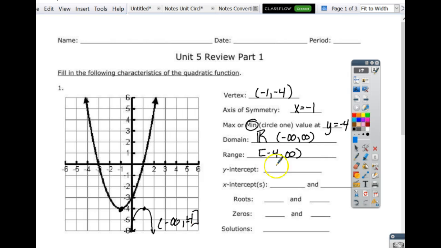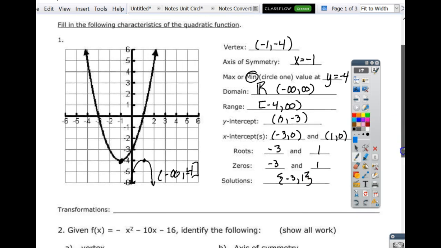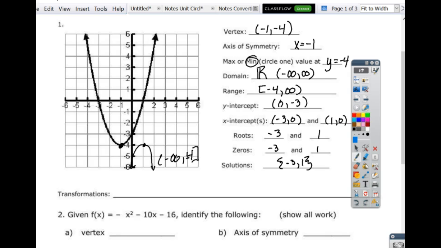The y-intercept is 0, -3. My x-intercepts, okay, any questions? Oh yeah, the transformations. What are the transformations here? This vertex should be right here. So it got shifted 1 to the left and 4 down.